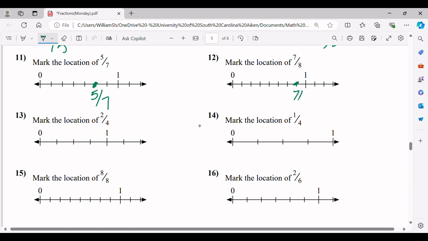I'm going to mark the location of 7/8. 1, 2, 3, 4, 5, 6, 7. This is 7/8. I'm going to mark the location of 2/4. Just count over 2. 1, 2. Of course, out of 4. This is 2/4. 2/4, remember, same thing as a half. We are halfway between there.